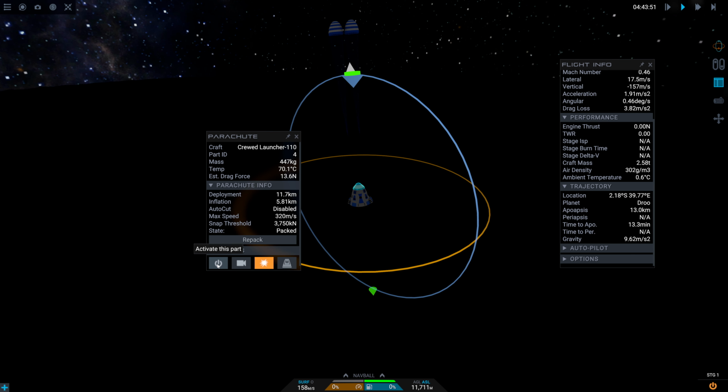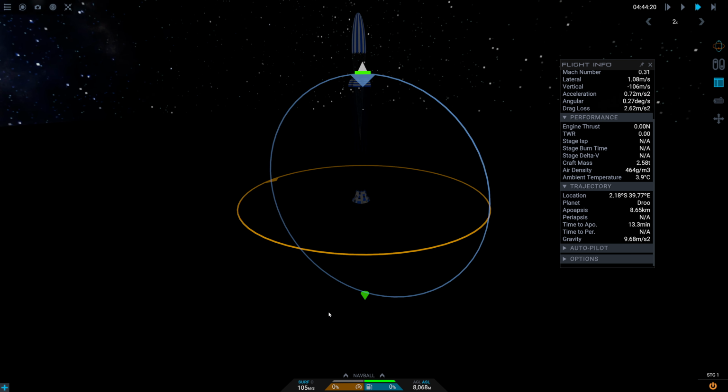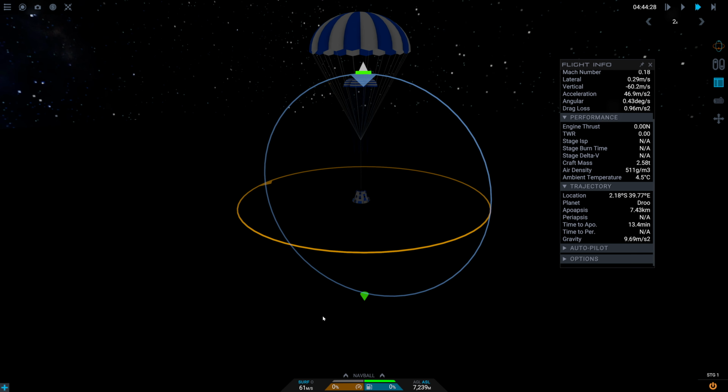So I'm going to activate this part now, and it will immediately fire. There we go. Cool. And from here, we should be able to just 2x down to the surface. So these will deploy soon enough. And with these not getting auto-cut, that should have us come down quite a lot slower. We'll see what the deployment feels like.